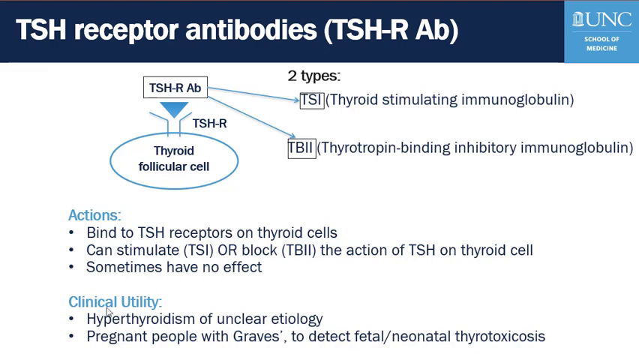And they can be used clinically in patients who have hyperthyroidism of unclear etiology, because the presence of TSI would help one to diagnose Graves' disease or autoimmune hyperthyroidism. They can be particularly useful in pregnant patients who might have Graves' disease in order to detect whether the fetus is at risk for hyperthyroidism from antibodies crossing the placenta, because during pregnancy, other tests involving radiology and nuclear medicine are unable to be performed.